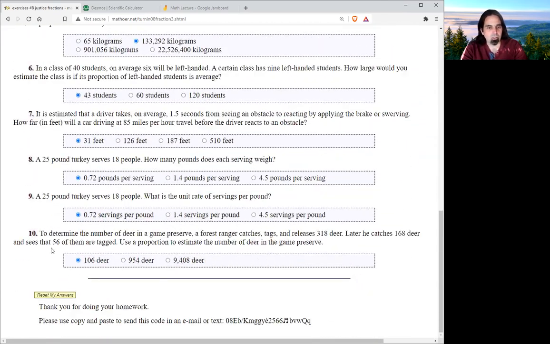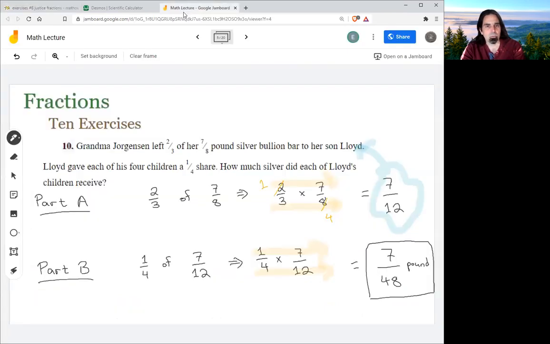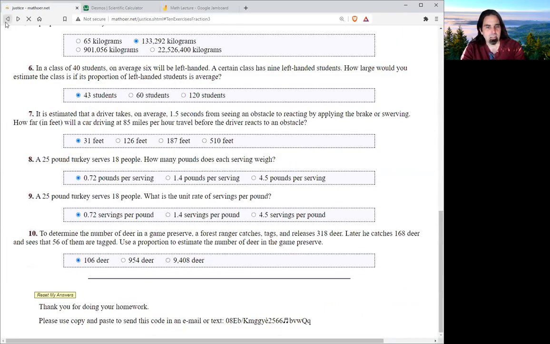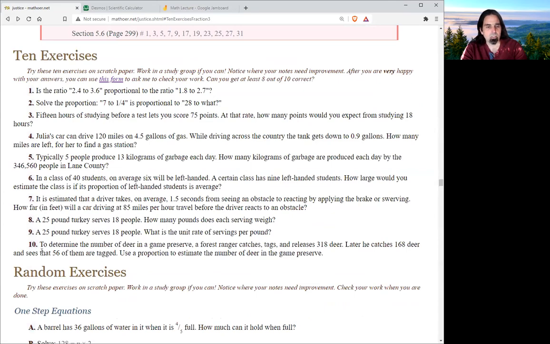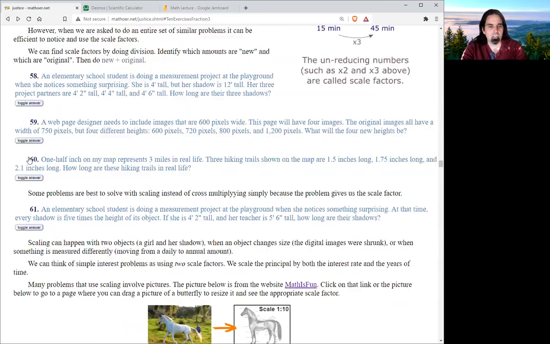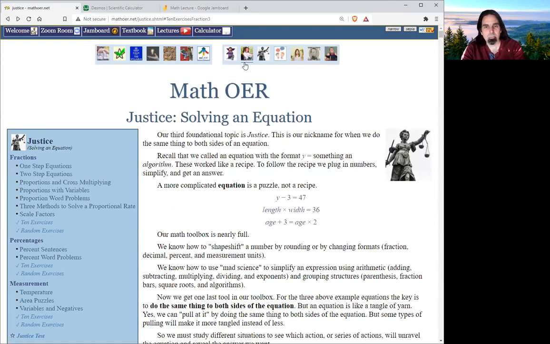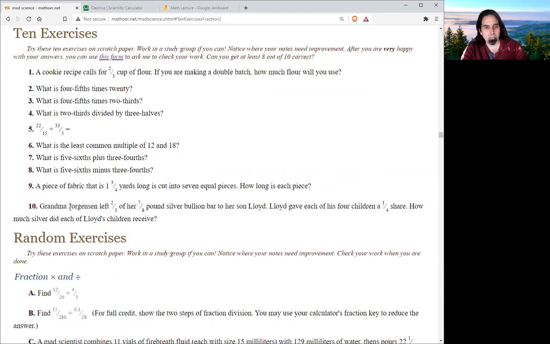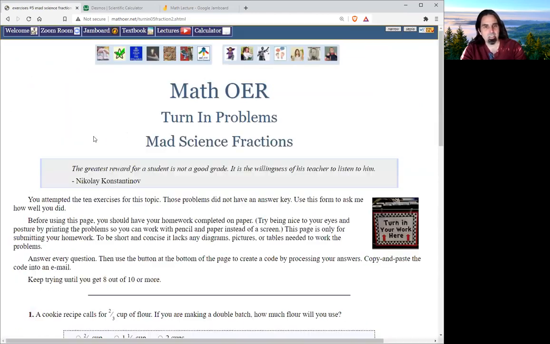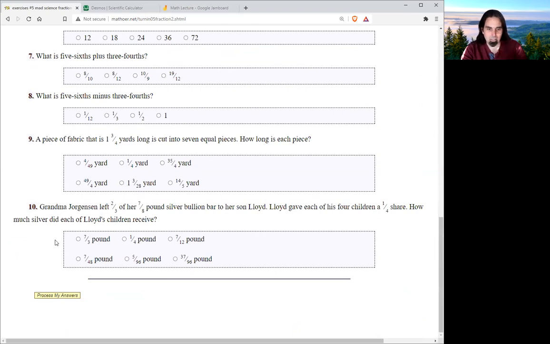And this, okay, thank you. This is just terrible that they don't match. Why? Oh, it does. That's number 10. I just clicked, I didn't click the ones that were over here. Okay, so if I went to the one with Grandma Jorgensen, then yes, that one does match at the bottom. So there's our 7/48 of a pound.